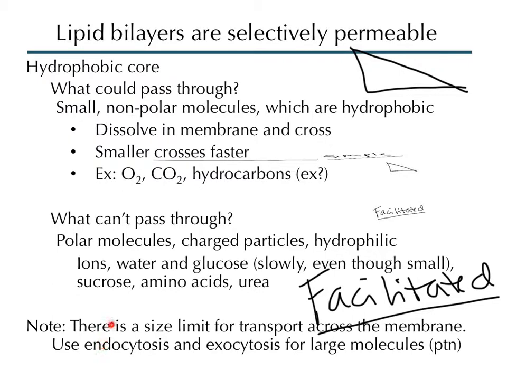You can't get too big. If molecules are too big, like a big protein or a starch, they can't get across the membrane themselves at all. So they're going to have to do bulk transport, which is called endocytosis when it's going in, or exocytosis when it's going out.